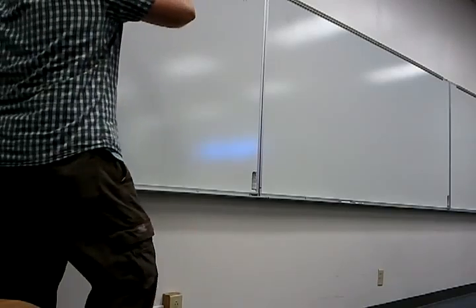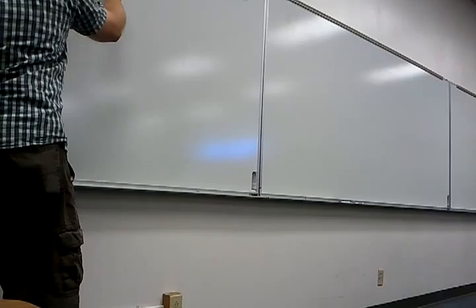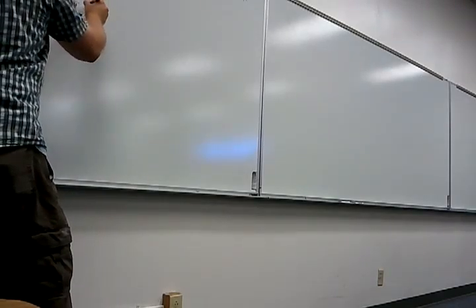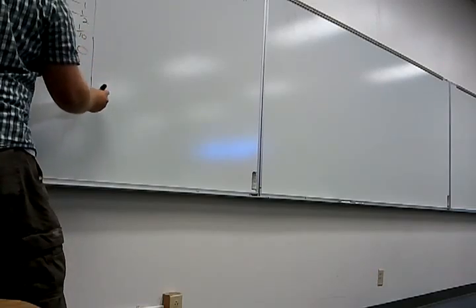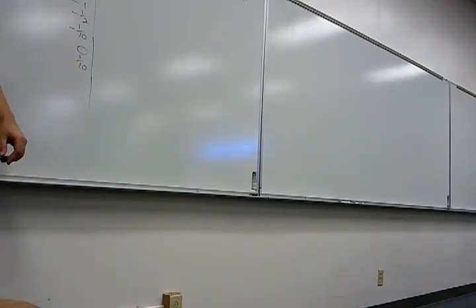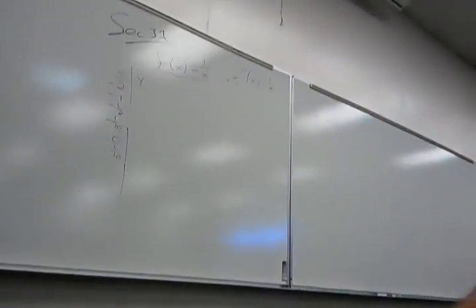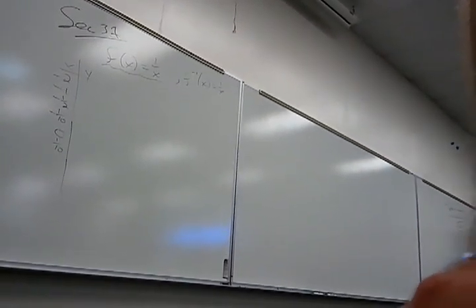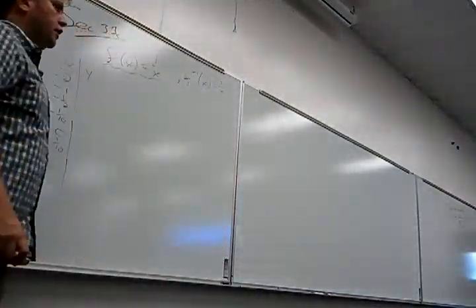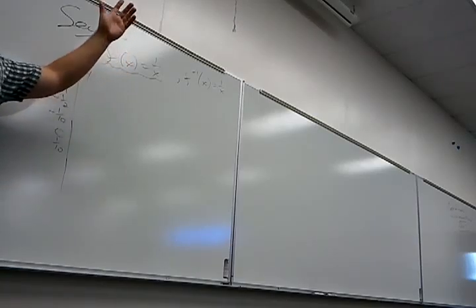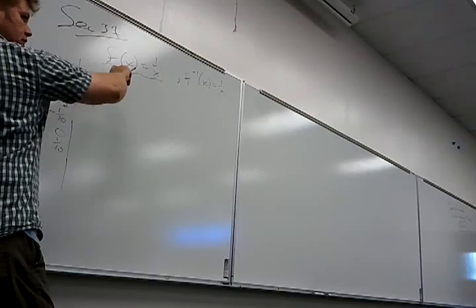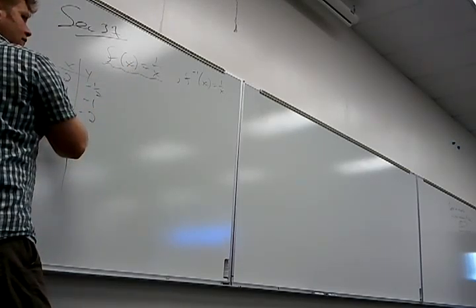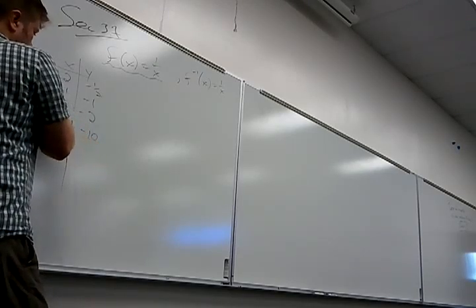All right. So what does this thing look like? Let's make a little table of values just to get into this. Nothing major here, right? When you plug a negative 2 in, you get negative 1 half. Plug in negative 1. Negative 1. Plug in a negative 1 half. Negative 2. Plug in a negative 1 tenth. Negative 10.